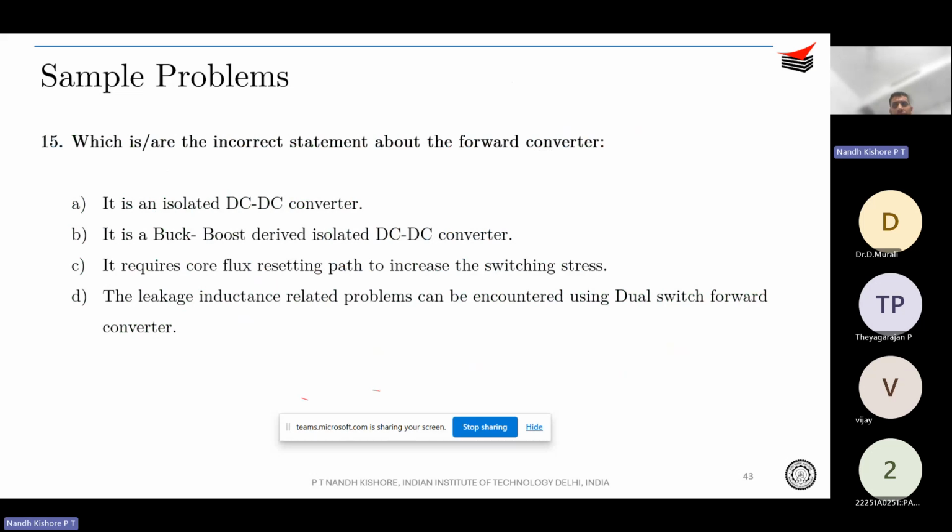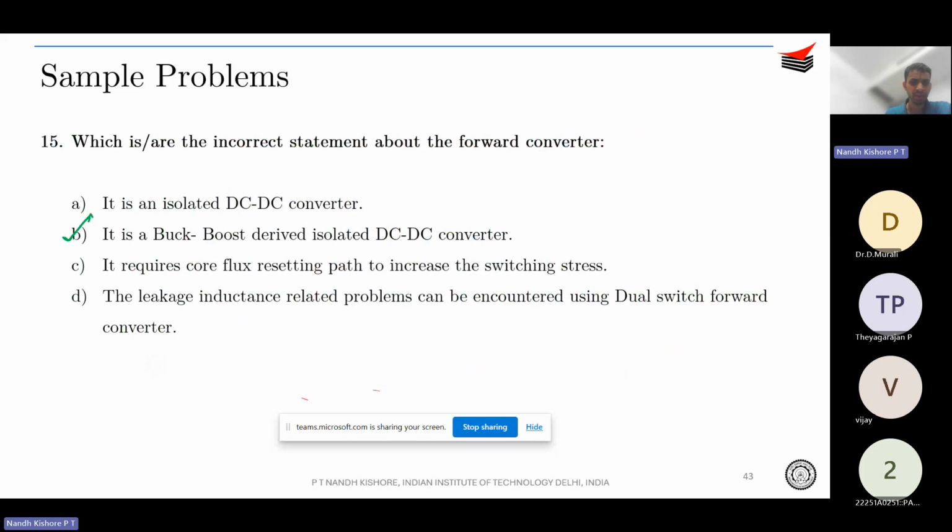So we'll move on to the next problem, which is the incorrect statement about forward converter. It's an isolated DC-DC converter. It's a buck-boost derived isolated DC-DC converter. Obviously false. Forward is derived from buck. So this is incorrect. It requires core flux resetting power to increase the switching stress.